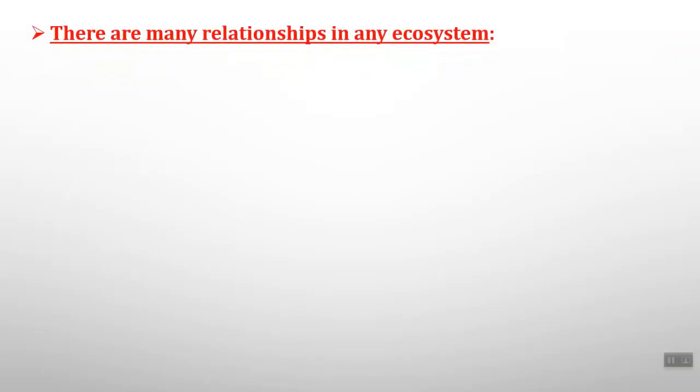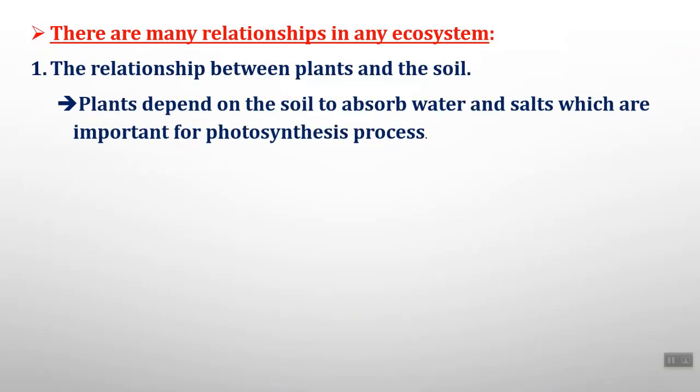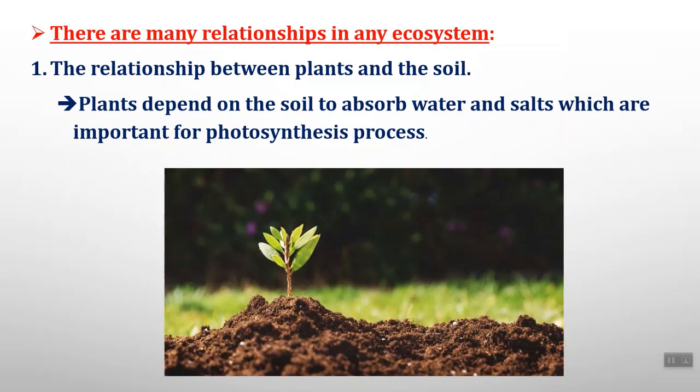There are many relationships in any ecosystem. Number one is the relationship between plants and soil. We know that plants depend on the soil to absorb water and salts, which are important for the photosynthesis process. The plants cannot grow without soil. So there is a relationship between plants and soil.